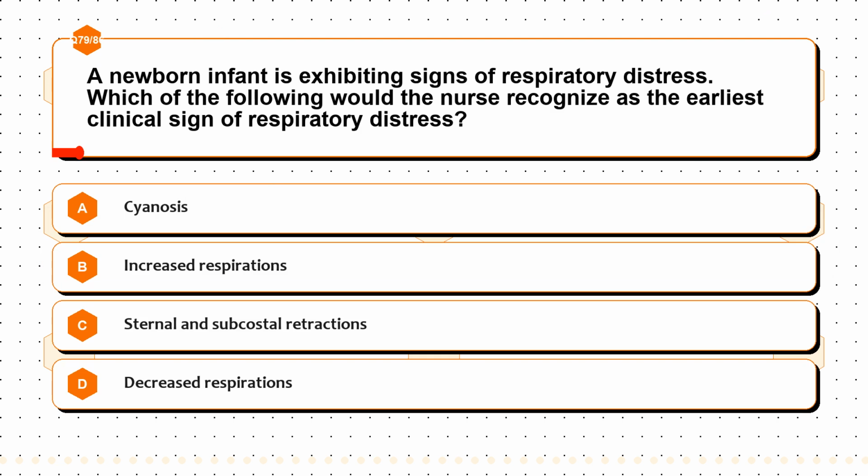Question 79. A newborn infant is exhibiting signs of respiratory distress. Which of the following would the nurse recognize as the earliest clinical sign of respiratory distress? Here are the options. Option A. Cyanosis. Option B. Increased respirations. Option C. Sternal and subcostal retractions. Option D. Decreased respirations.